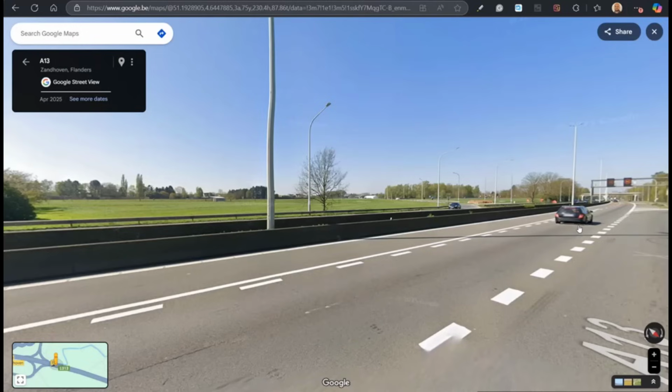So for example, if we think about this black car, for this black car, the broken lines are close to the black car, right? The continuous white line is away from the black car.